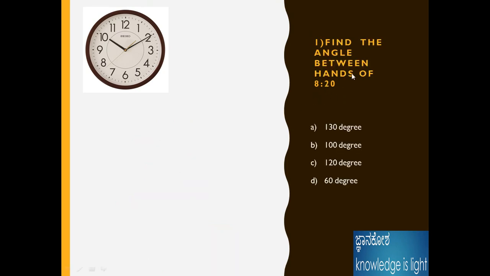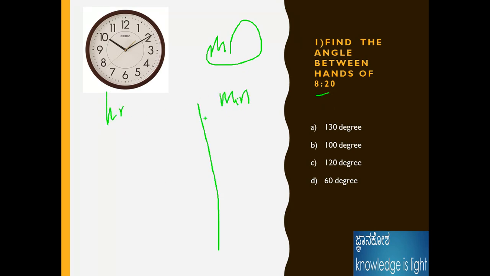Find the angle between the hands of the clock at 8:20. We can solve it by multiple methods, and I will show all of them here. Which one is preferable? You choose. This is the first method I am taking. I am separating 8:20 into the hour and the minute. I am using handwriting with the mouse, that's why the handwriting is not very good.